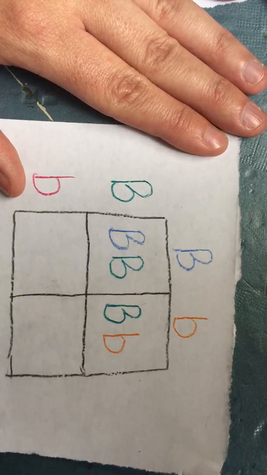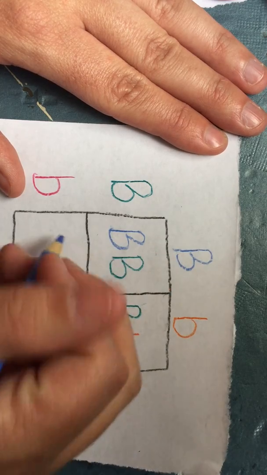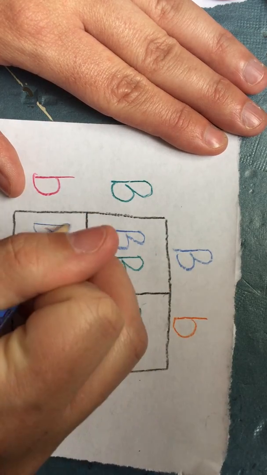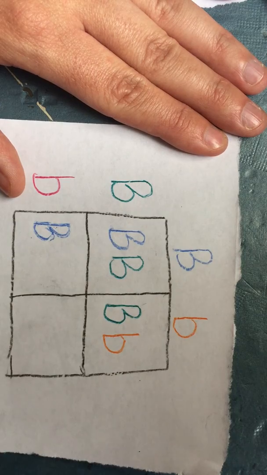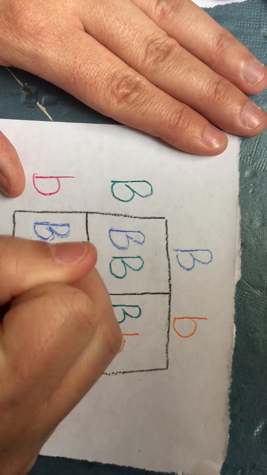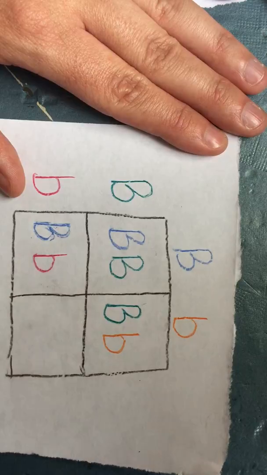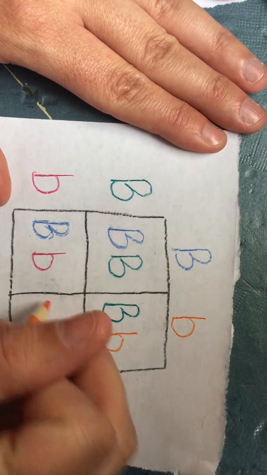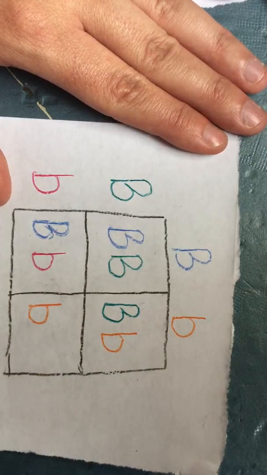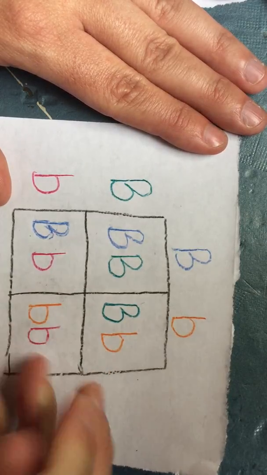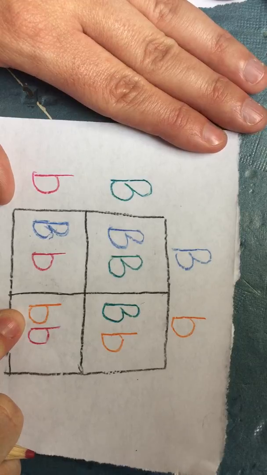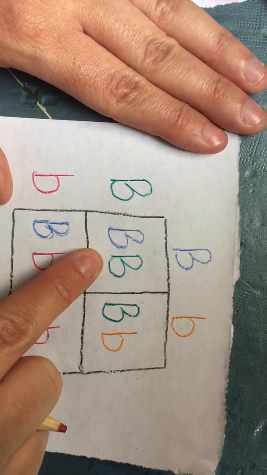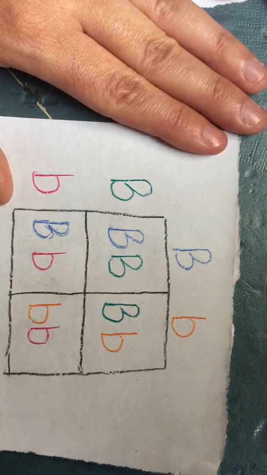Our next box, we're going to bring this dominant allele down here and then bring this one over here. This is just the same like this one. It's heterozygous. It has a dominant and a recessive allele. Our next one is going to be both recessive alleles. This means, since they are the same, they're both recessive, it's homozygous recessive, whereas this one was homozygous dominant.